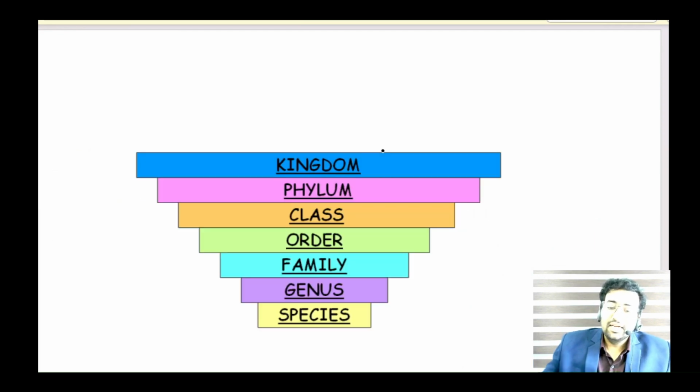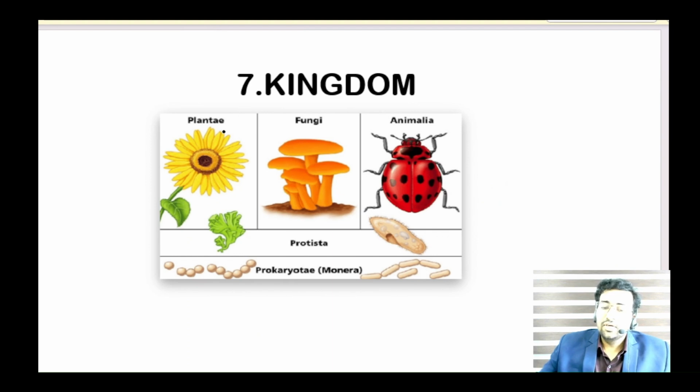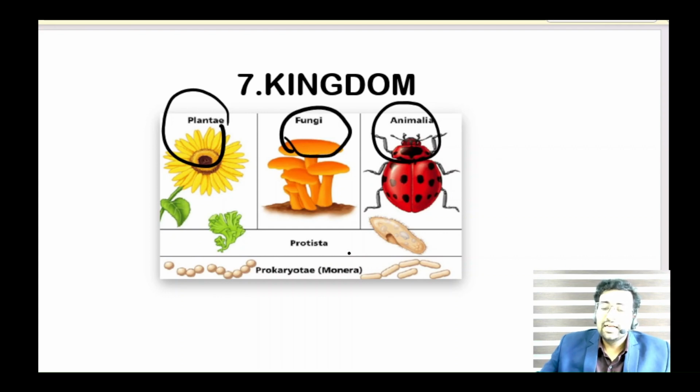Now I have mentioned species, genus, family, order, class, and phylum, then kingdom. There are two kingdoms I want to tell you. Kingdom Plantae includes all the plants. Kingdom Animalia includes all the animals. Another kingdom is the kingdom of fungi, which includes mushrooms and everything like that. And the microbe kingdoms are Monera and Protista, which we will study under different chapters.